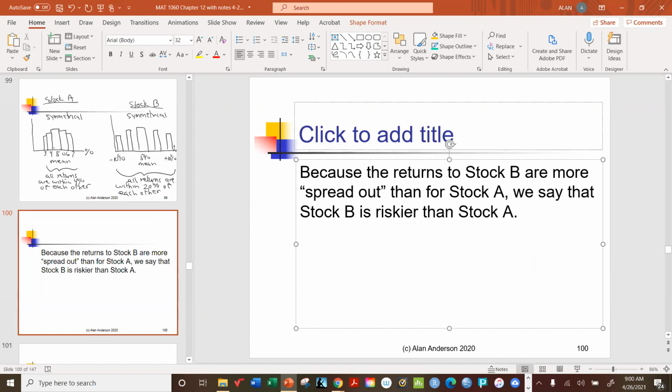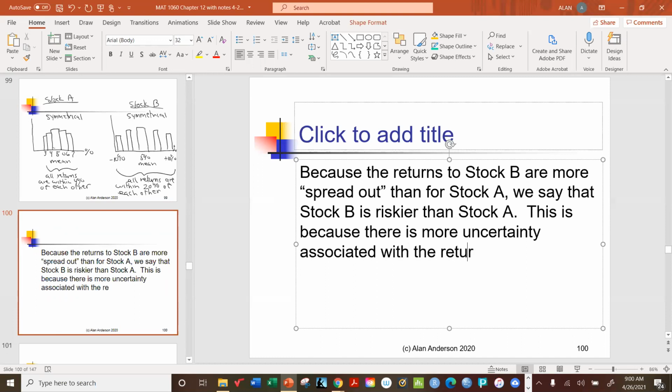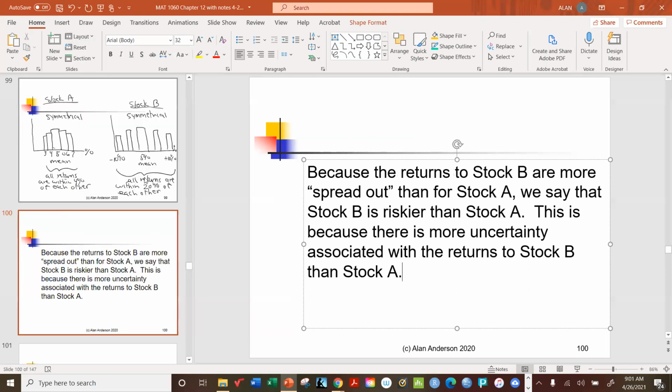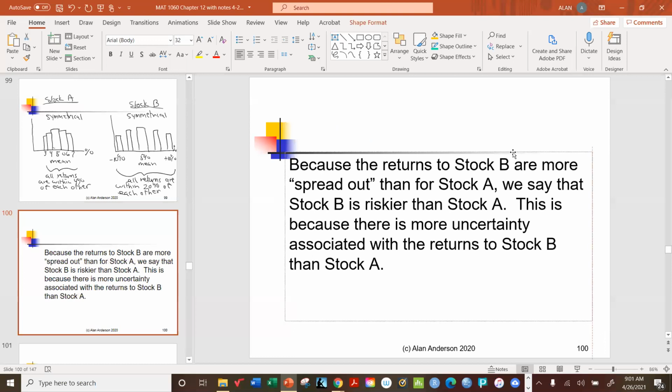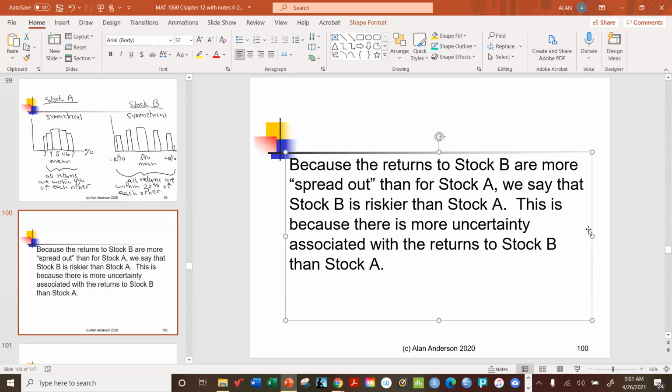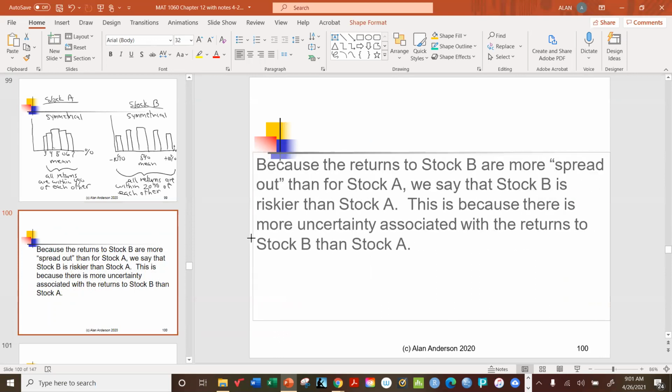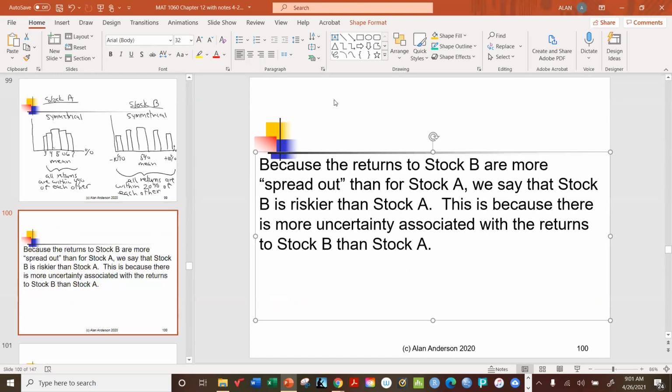Okay, this is because there is more uncertainty associated with the returns to stock B than stock A. In other words, if you look back at these graphs again, you'll see that with B, every year that goes by, you could gain anywhere from a loss of 10% up to a gain of 10%. Whereas with A, you're pretty much guaranteed to stay between 3 and 7%. So B is much riskier than A.